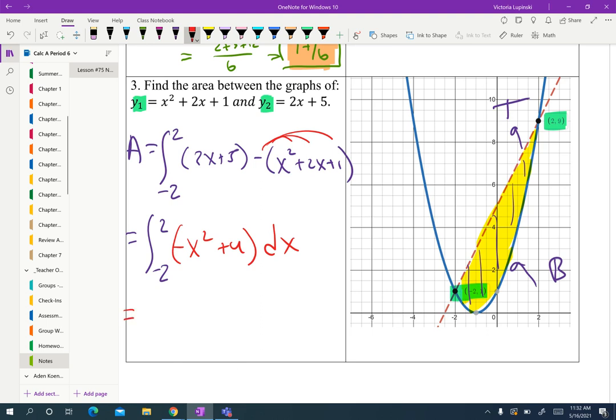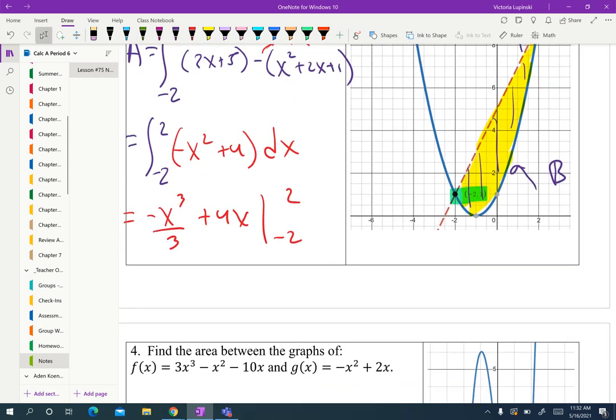So now you're free to integrate. This is going to become negative x to the third over 3 plus 4x, and you're going to evaluate that from negative 2 to 2. Not quite as simple as the previous one because you do have to actually evaluate both. As I start with the 2, that is going to give me negative 8 thirds plus 8. Then remember, it's always a minus. If you cube a negative 2, you're going to get a negative 8, which is then made negative again. So that's going to be a positive 8 thirds minus 8.